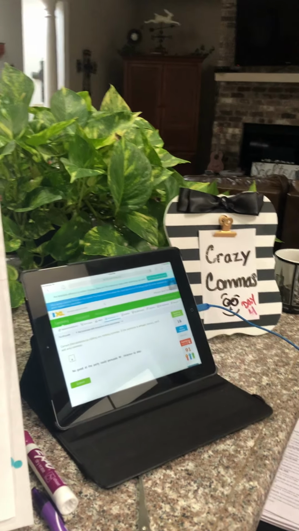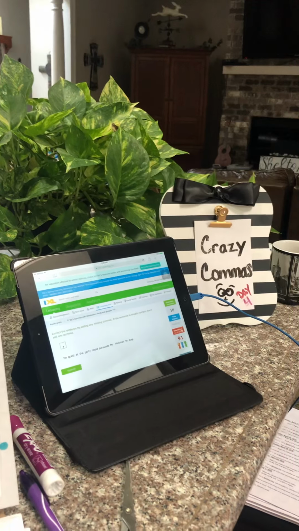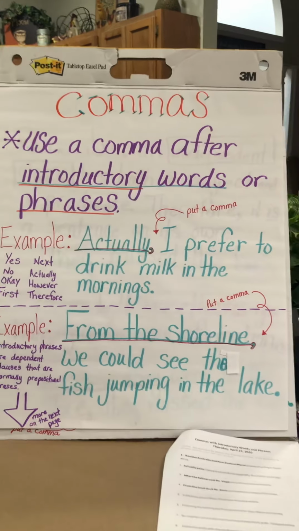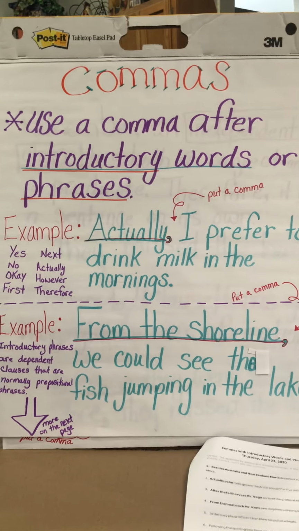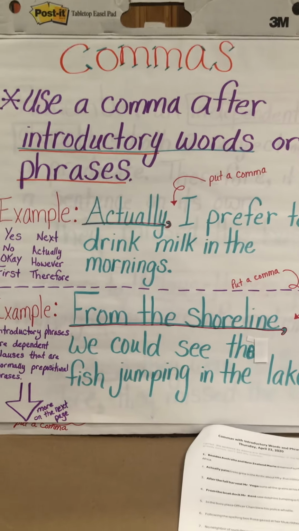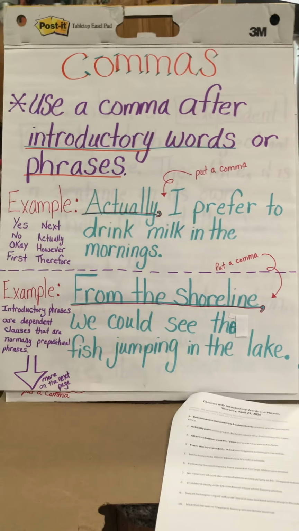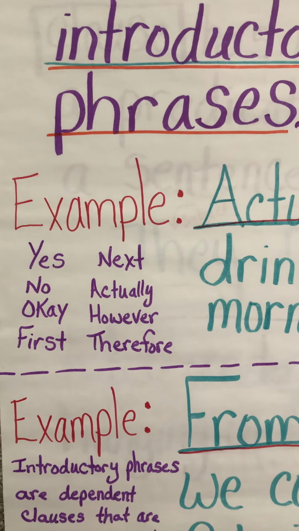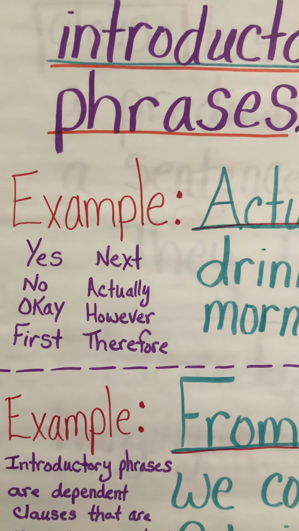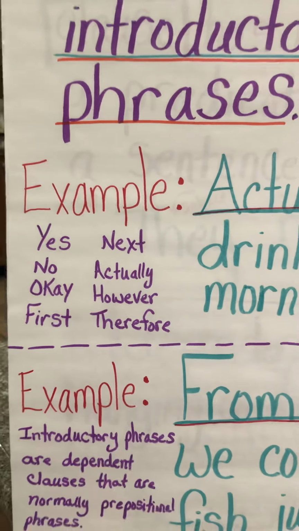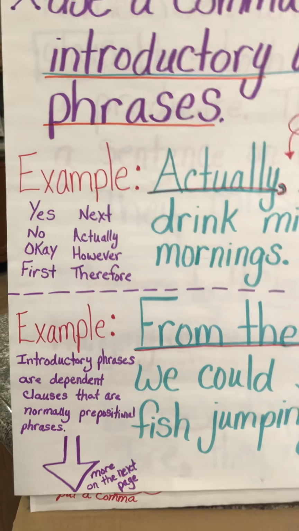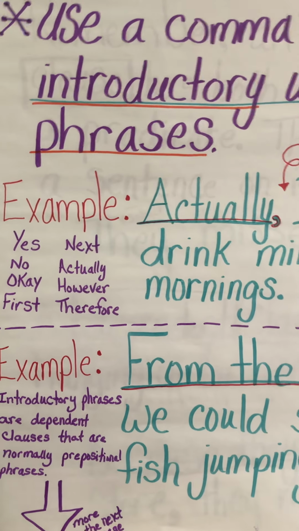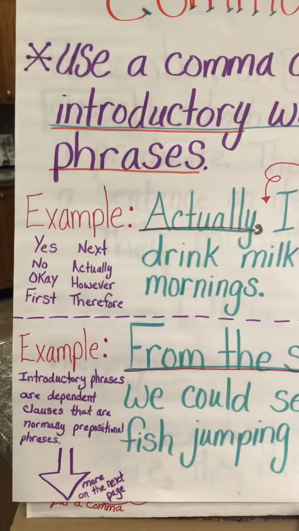Today I'm actually at my house and we are going to talk more about those crazy commas and when to use them. Alright, so we're going to talk about using them after introductory words or introductory phrases. Some introductory words are words like yes, no, okay, first, next, actually, however, and therefore. Now, you don't always put a comma after those words, only when you're pausing after you say them, like when you're answering somebody or using it as a transition word.